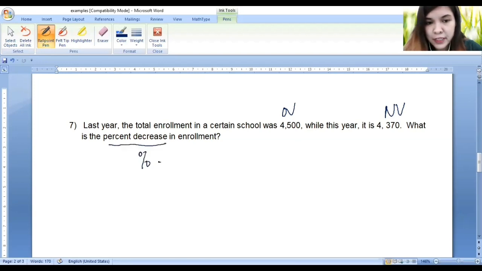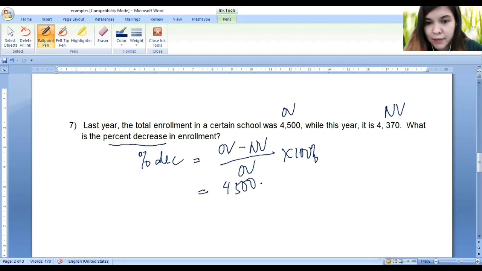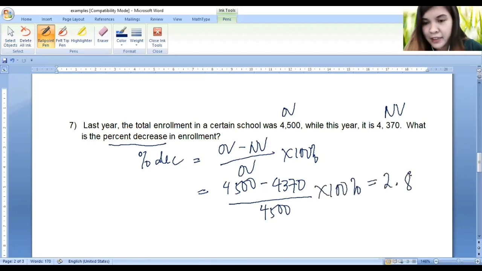So, we have the formula for the percent decrease is given by old value minus new value divided by old value times 100%. Then substitution, old value, last year na enrollment, 4,500. Then minus new value, 4,370 ngayong enrollment. And then divided by always the old value. So divided by 4,500 times 100%. So the answer is 2.89%. Rounding off up to 2 decimal places or to the nearest hundredths. Always remember that. Pag mahaba sagot, lagi i-round off up to 2 decimal places.